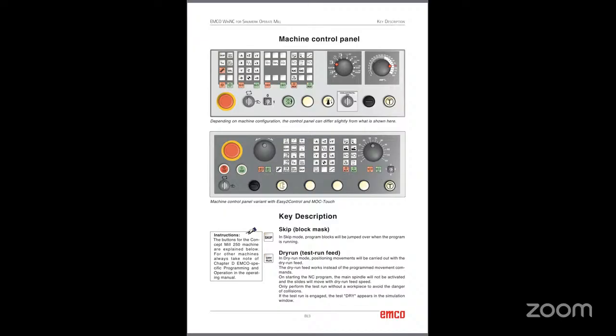You should use this dry run when you are going to use a new CNC program, or if you are going to verify the tool path, or check the CAM program, or during training, or after maintenance when testing the machine. At that time you can use the dry run, but make sure that there is no workpiece.